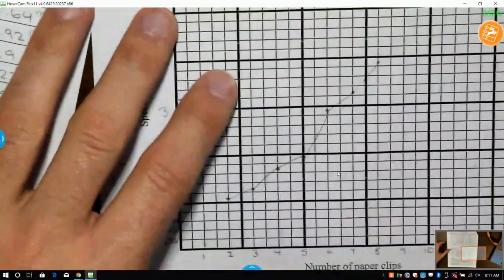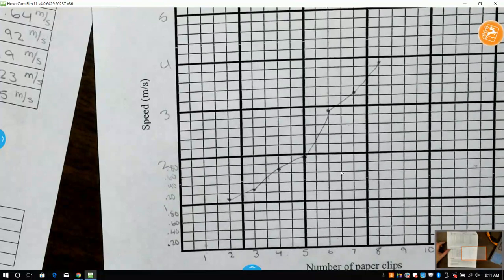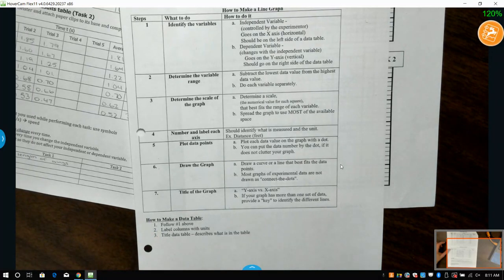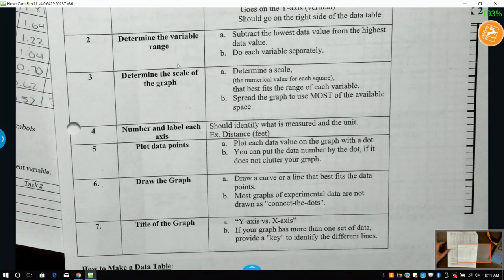Now, the only thing I can say about their graph right here is that the data points look good based off of what we have. But it's okay because it's one of our first graphs that we're doing here. This is the sheet I gave to us the other day about graphing guidelines. We identify our variables. We have the range, determine the scale, which we were just talking about. Axes are already labeled. Plot your data points.